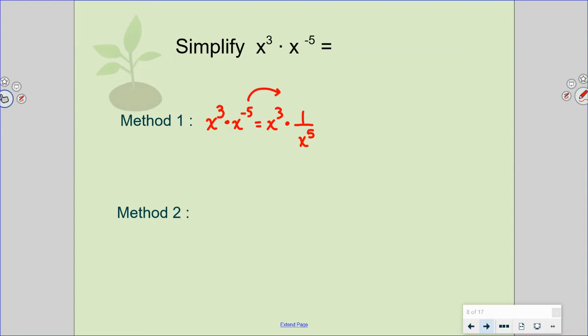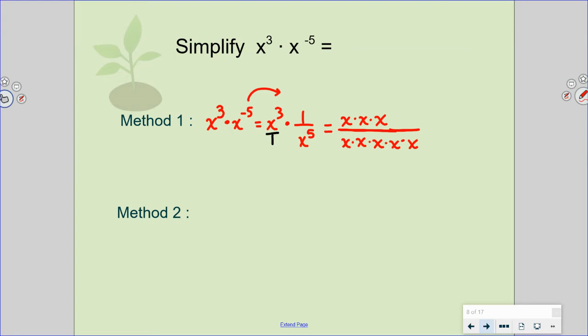Now, from here, if I slip a little 1 underneath this x to the negative 5, I now find that we have 1 times x times x times x. X to the third power remains in the numerator. Down in the denominator, we have 1 times x times x times x times x times x. Well, x is multiplied repeatedly 5 times. And now I'm basically going to ask myself, is this a combine or a cancel problem?